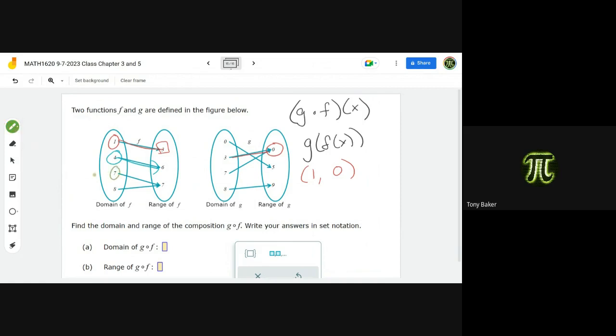Next one, 7. 7 goes to 7, and 7 goes to 0. So my next one is 7, 0. Final one, 8 goes to 7, 7 goes to 0. So 8, 0. So my domain for this is 1, 7, and 8. And my range is 0.